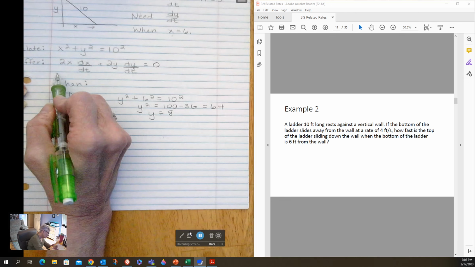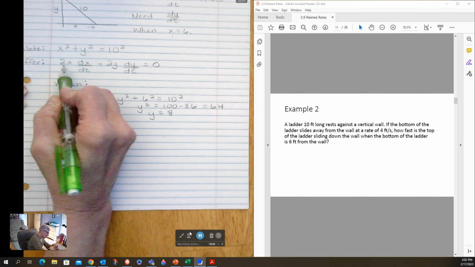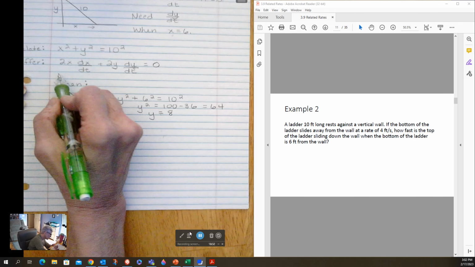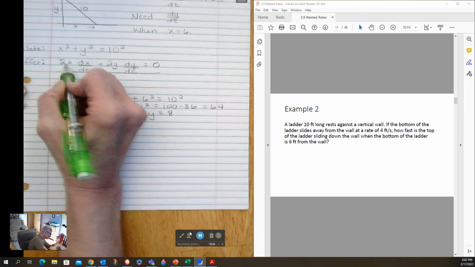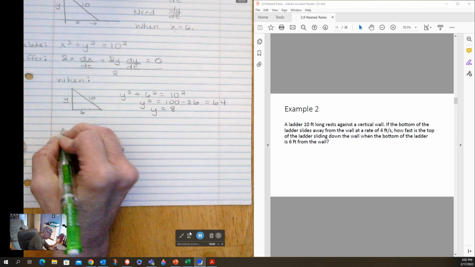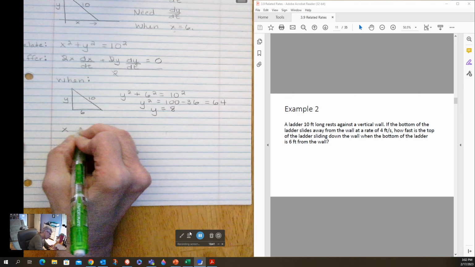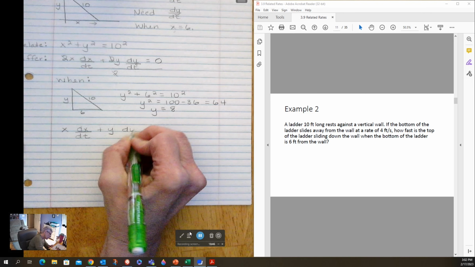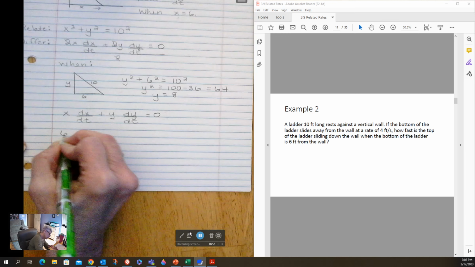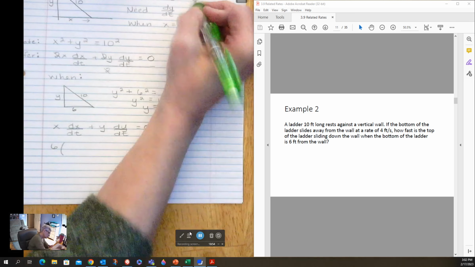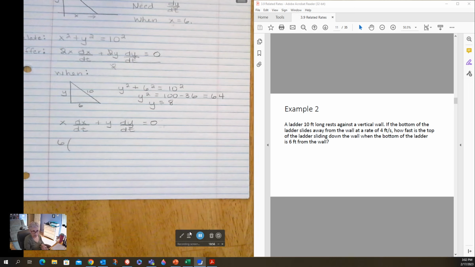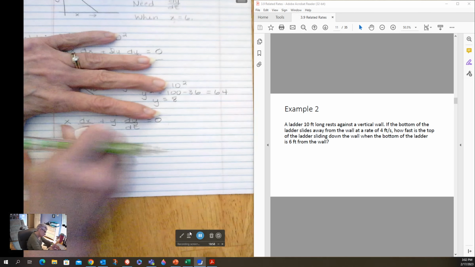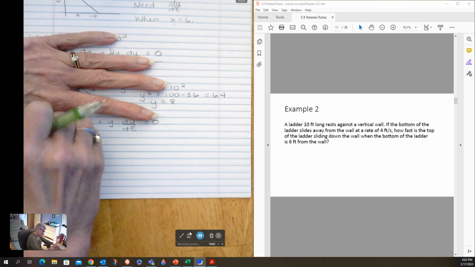Now I'm looking up here and I see I have 2 times x, 2 times y. I can divide everything here by 2, and those cancel. So I really just have x dx/dt plus y dy/dt is equal to 0. So 6 times 4 feet per second. And let's put the units in just to be sure that we have the right units for our answer.